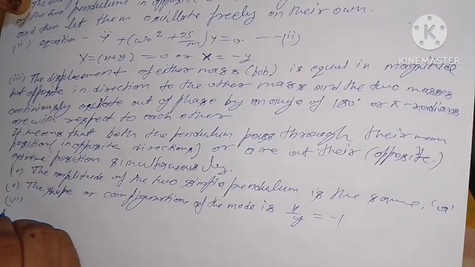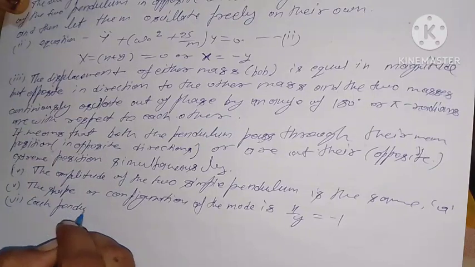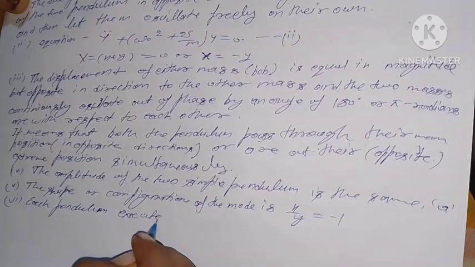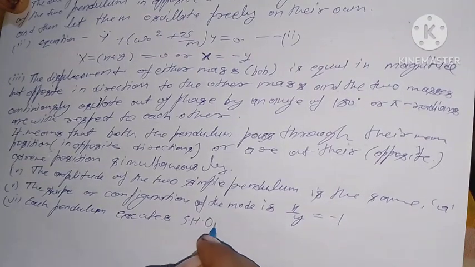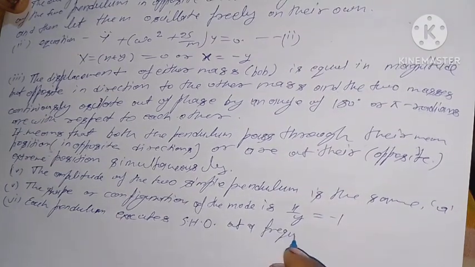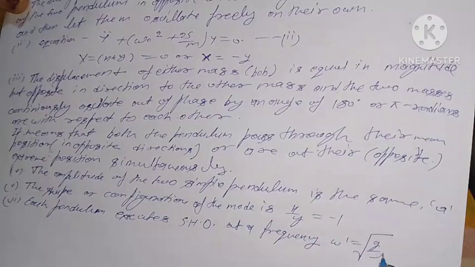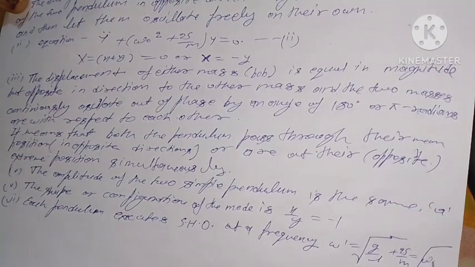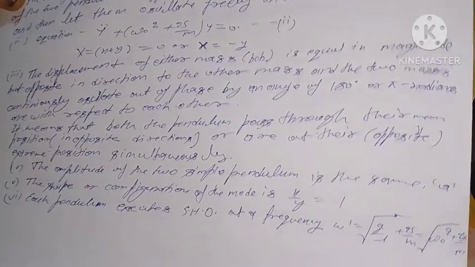Sixth point. Each pendulum executes simple harmonic oscillations, SHO, at a frequency omega dash equal to under root of (g by l plus 2s by m), equal to under root of (omega naught square plus 2s by m). Okay.